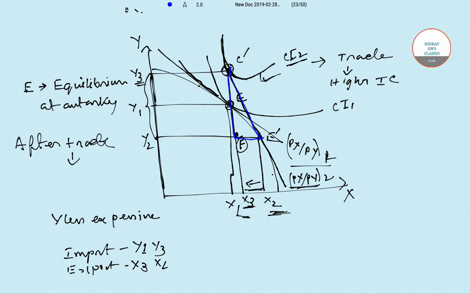The base of the right triangle represents the export of the country, and the height, the vertical distance, as you can see, represents the import of the country. And finally, the hypotenuse, which is C dash E dash, represents the trading line. As you can see, it represents the trading line, and its slope indicates the world price ratio or terms of trade.